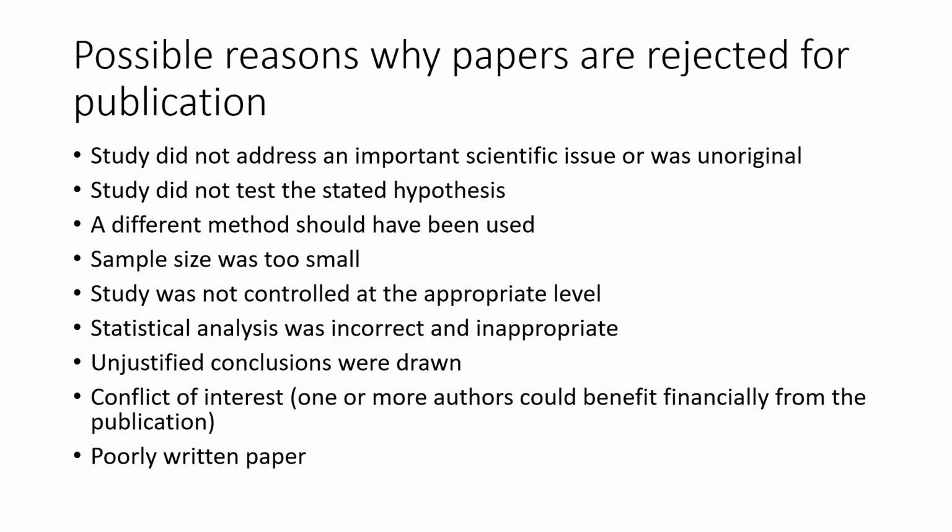Or they have unjustified conclusions that were drawn. If that happens, they can rewrite the conclusions. And then there might be a conflict of interest. So this is something that has to be disclosed by the authors when they submit a paper. And this happens when one or more authors could benefit financially from the publication. You'll often see this if an author is a shareholder in a drug company and the paper is about that drug and how that drug is amazing at treating all kinds of cancers.